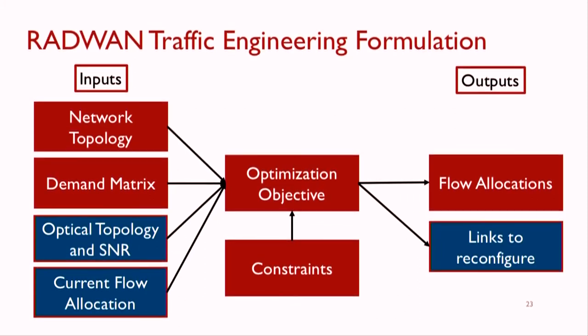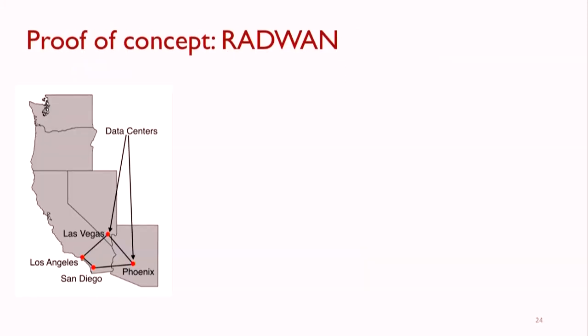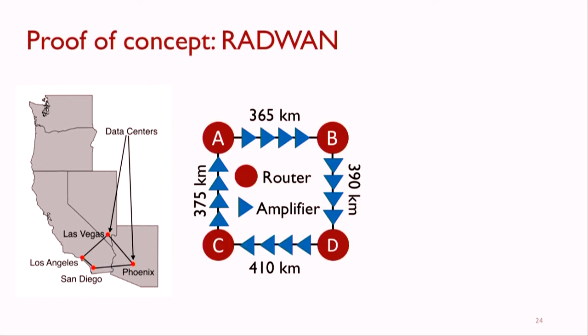So we implement this controller, and we do two types of evaluation. The first is a small-scale evaluation, but in a realistic setting. We build a proof of concept wide area network which consists of four data centers connected by fiber of that scale. So the distances between the cities reflect the scale of this wide area network we built. The logical topology is something like this. We have four routers, A, B, C, and D. They are connected by roughly 1,500 kilometers or 1,000 miles of fiber.